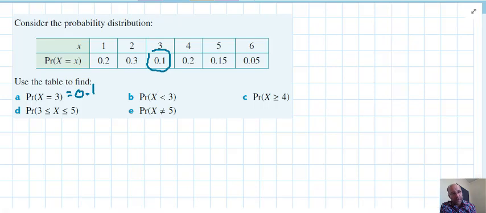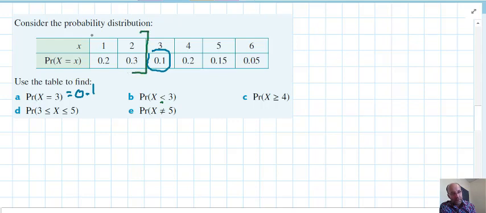X is less than 3. Now what we have to do is look carefully at less than. Less than doesn't include 3, so because it's discrete, the next spot would be from 2 down, and the lower end of this probability is when x is 1. So we would have to say it's that and that. So we add the probabilities together, and we've got 0.2 plus 0.3, which is 0.5.